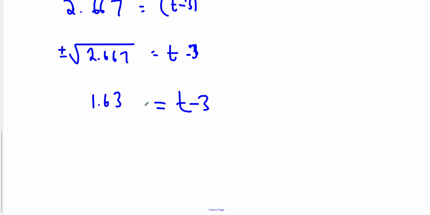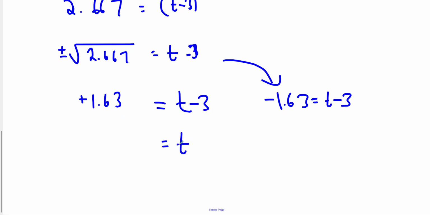Whenever you take the square root of anything now, you should know that there's always a positive answer and a negative answer. So here now, the equation splits into two equations. One that deals with the positive answer and one that deals with the negative answer. So you're gonna have two t values. That's what we're gonna do. That's the next step. So we're just gonna have 3, we're gonna get 4.63, or we're gonna get plus 3 plus negative 1.63.